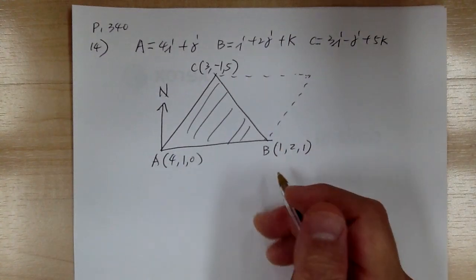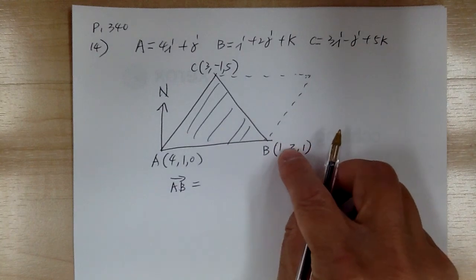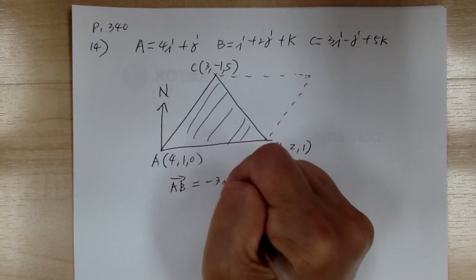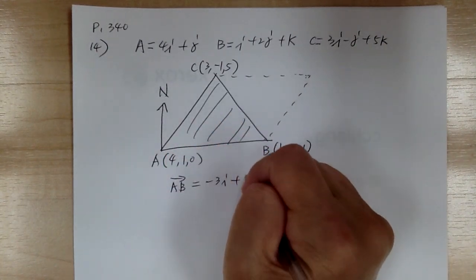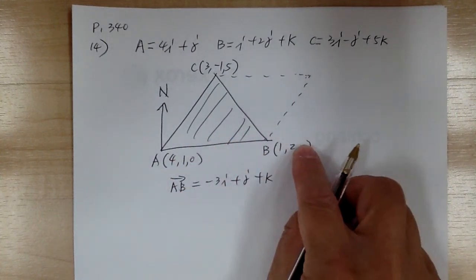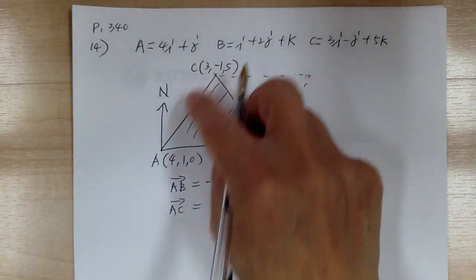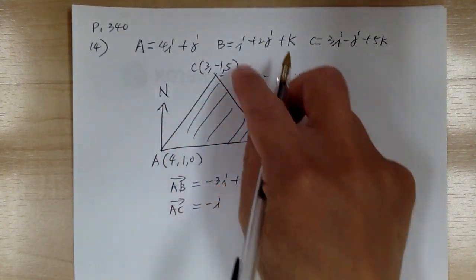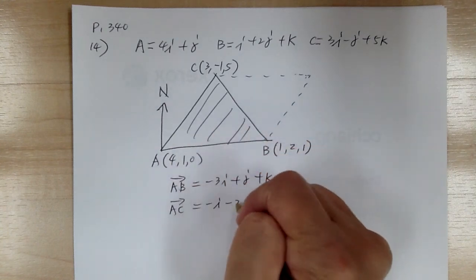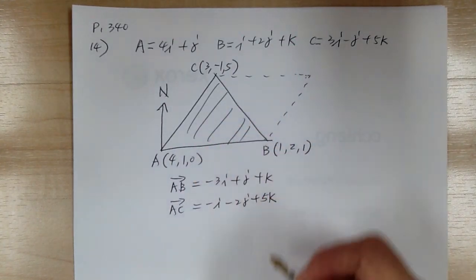Okay, so again, we need to get our vectors. So vector AB would be minus 3i plus j plus k. Right, just use the end minus the beginning, right? So vector AC is going to be 3 minus 4, give you a negative i. Negative 1 minus 1 give you minus 2j. 5 minus 0 give you plus 5k.